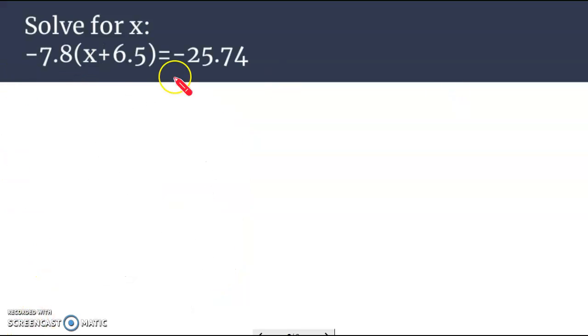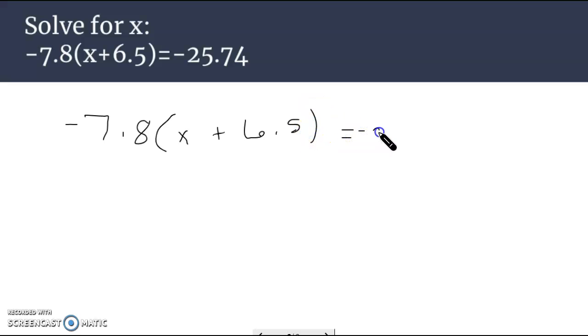Alright, in our last example here, we have some decimals to deal with. Let's get it rewritten here. We have a negative 7.8 being distributed to x and the 6.5, which is equal to negative 25.74.